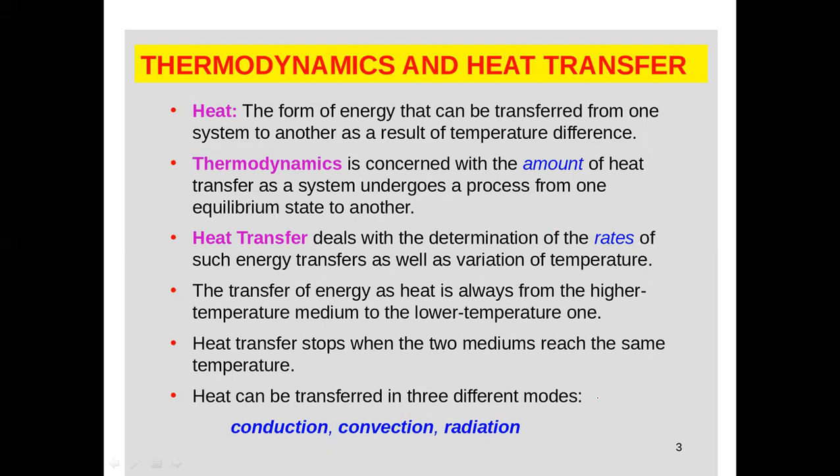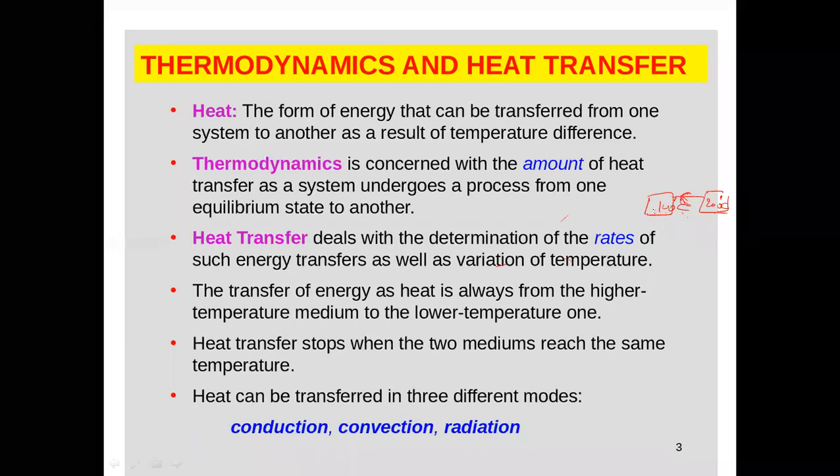If you take two bodies at different temperatures, one body at 100 degrees centigrade and another body at 200 degrees centigrade, what happens? The heat will flow from 200 degrees centigrade to 100 degrees centigrade. That means heat is a form of energy. Some energy will flow from 200 degrees centigrade to 100 degrees centigrade because of this temperature difference.